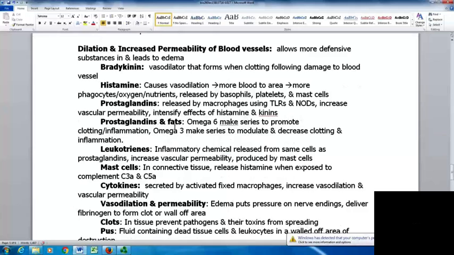The prostaglandins, this is released by the macrophages using the TLRs and NODs. This will increase vascular permeability, intensify the effects of histamine and the kinins. Your prostaglandins are derived from certain fats that you eat. The omega-6 fatty acid series is used to make prostaglandins that will promote clotting and inflammation. The omega-3 series are going to make prostaglandins that are going to modulate and decrease clotting and inflammation.